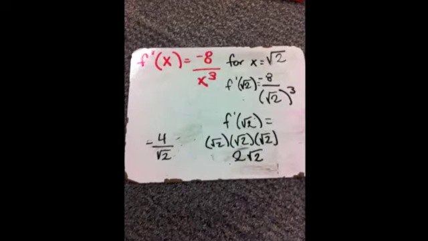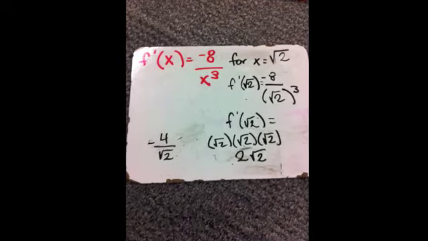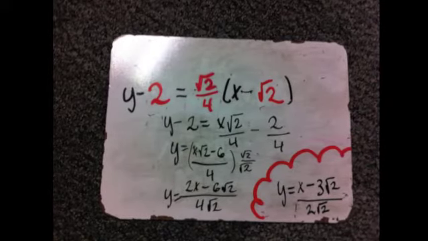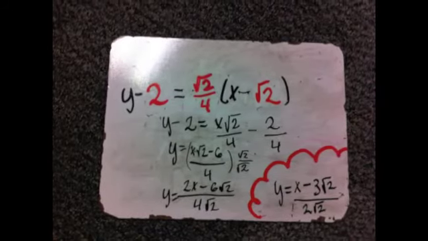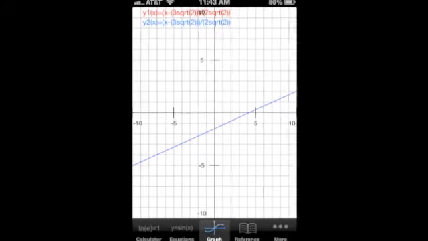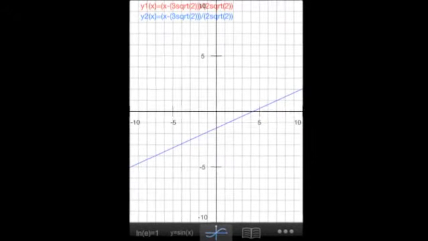Now we do the same thing with the other point, which is root 2, 2. You just plug it into the equation to find the slope at that given point. And then you put it into point slope form and simplify. And oh my gosh, they're the same! Yay! And look, the graph is the same, and they're the same line, and there's two lines on top of each other, so it's one line.